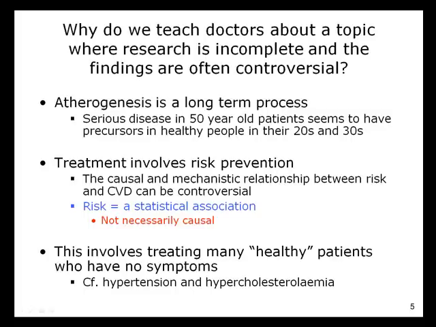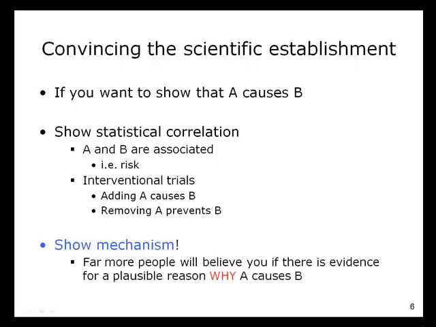Given this is going to involve treating many healthy patients in the sense that many of these patients will have no symptoms. So in comparison, we're also looking at hypertension and hypercholesterolemia, both of which have patients who nominally often have no symptoms but necessarily get treated for their risk. How do we justify this? Well, this leads to a bigger question from a research perspective, which is how is the scientific establishment convinced?